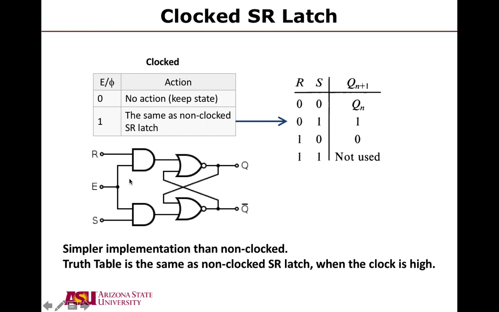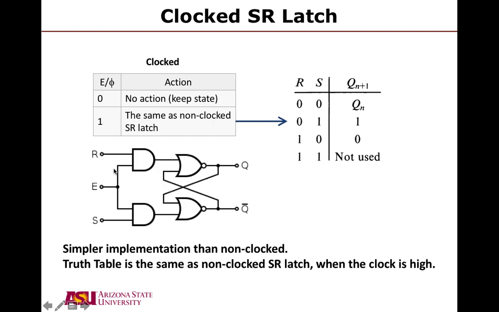Okay, so when the clock is low, 0, these 2 AND gates are both 1s, and we have no action required, no action from the cross-coupled NORs. So we say we keep the same state. Everything, Q and Q bar, just stay the same. Basically, the system is inactive.